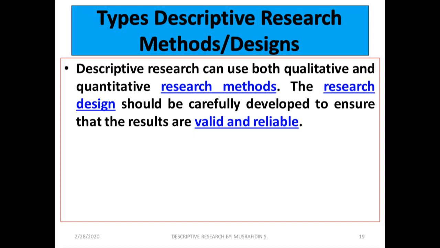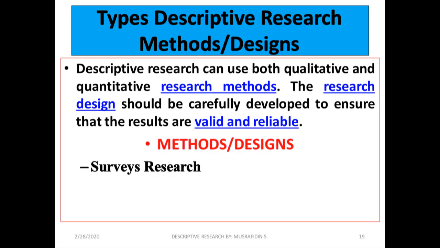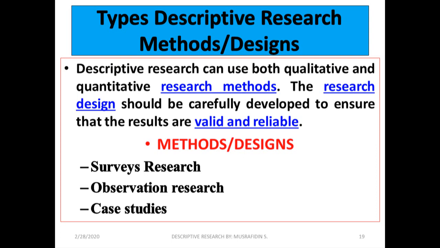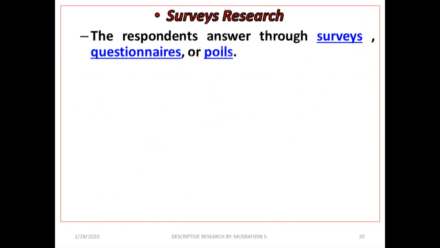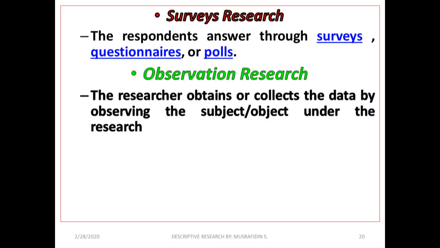Now we focus on the types of methods which are termed as descriptive research, and they are survey research, observation research, and case studies. Just in general, survey research means that to obtain the data, the respondents answer through surveys, questionnaires, or polls. While in observation research, the researcher collects the data by observing the subject or object under research. Again, data based on observation, that is observation research.